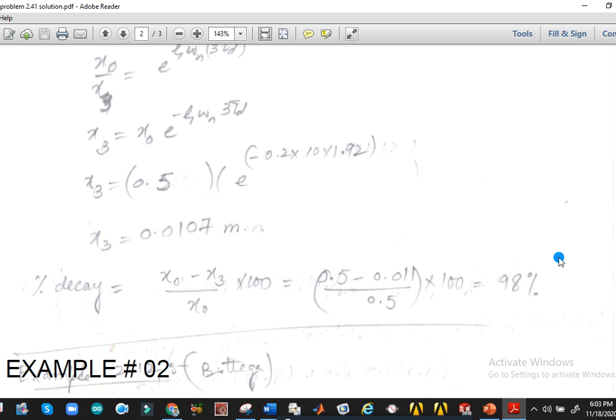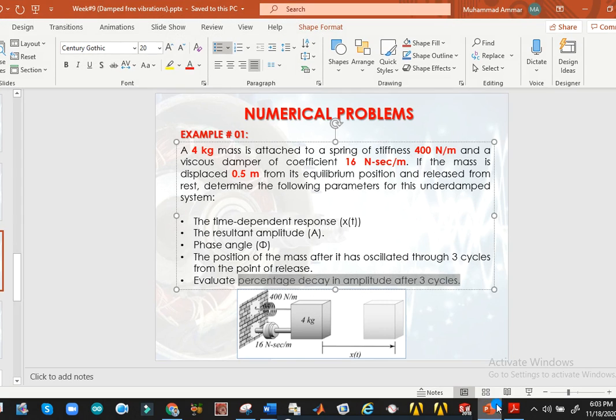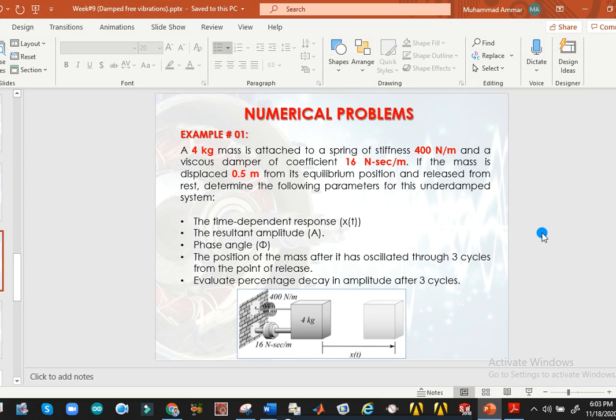So what does this mean? The percentage decay is equal to 98%. It means that after the third cycle, 98% of the vibration of the suspension system will be decayed out, and 2% amplitude will remain within the system. So this is the solution of numerical problem number 1.